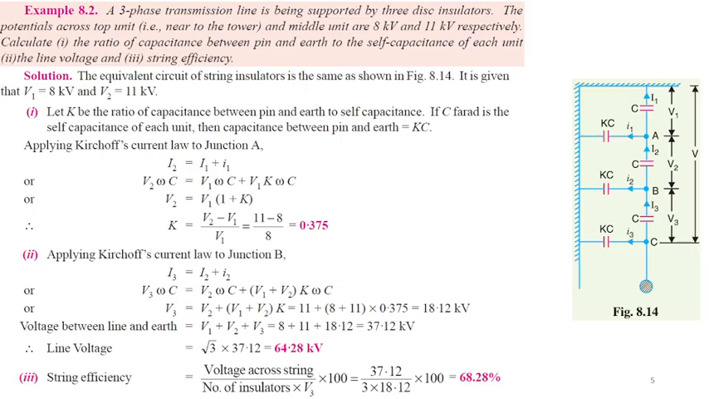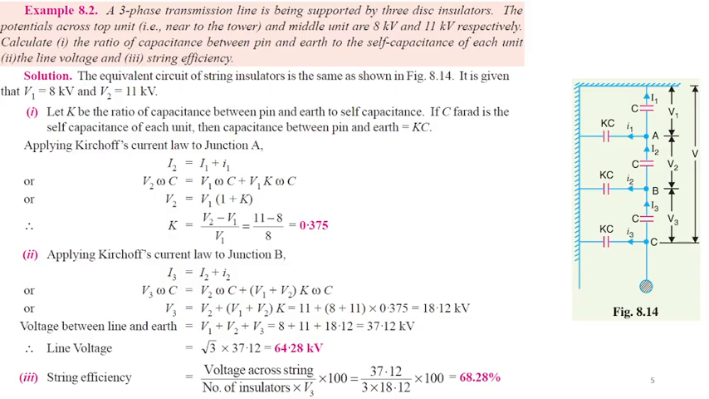This slide introduces another example of a three-phase transmission line supported by a string of three-disc insulators. The key objective here is to analyze the effect of shunt capacitance on voltage distribution along this string. Given that the voltages across the top and middle units are 8 kilovolt and 11 kilovolt respectively, Kirchhoff's current law can be applied at these two nodes.